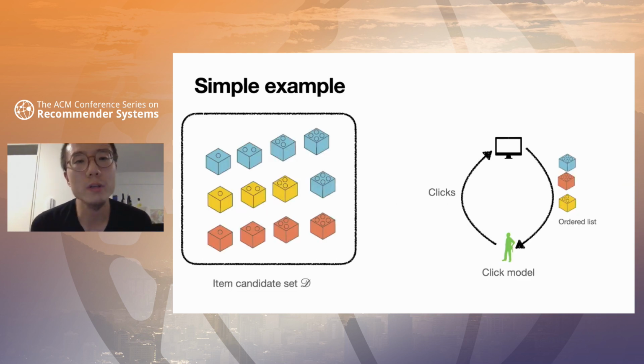Let me start with a simple example. Think we are doing online recommendation, and we have an atom candidate set, say now we have 12 atoms. Different colors mean the atoms come from different topics, and the number of dots on the atom means how relevant the atom is to the user. The job we are considering is as follows. The recommender system shows a ranked list to the user. The user follows a certain type of click model and clicks on the displayed ranked list, and then the recommender system learns from this click behavior.